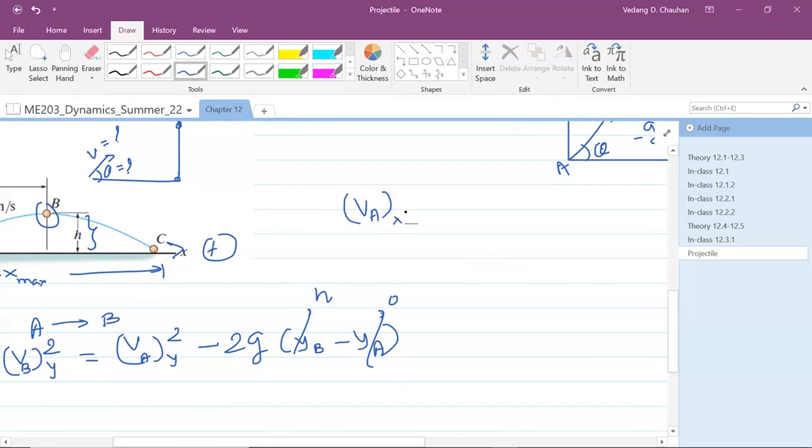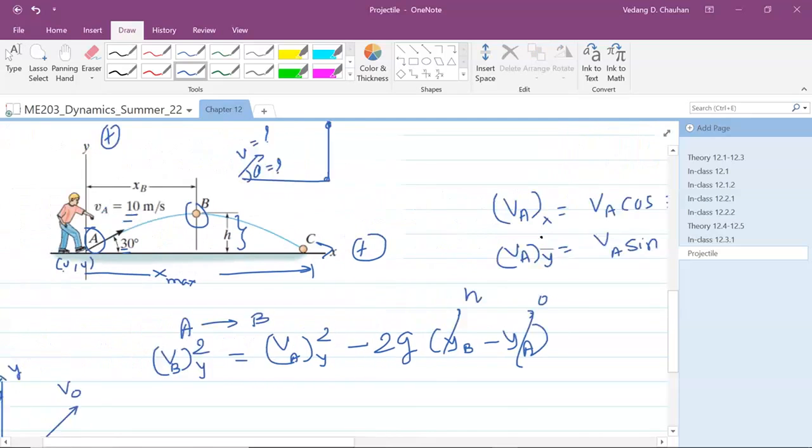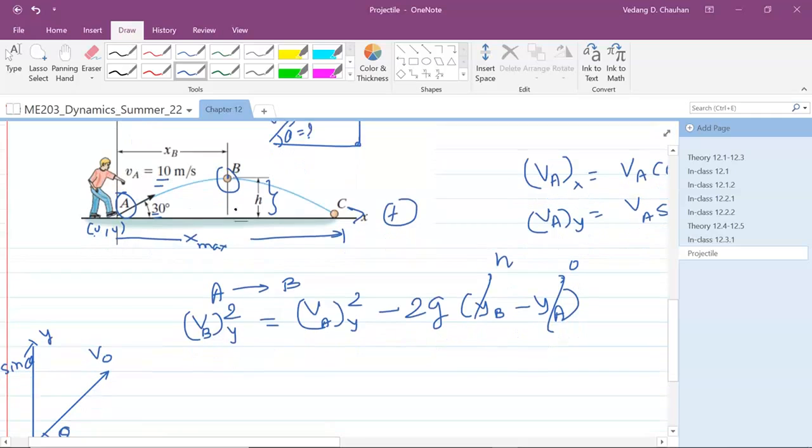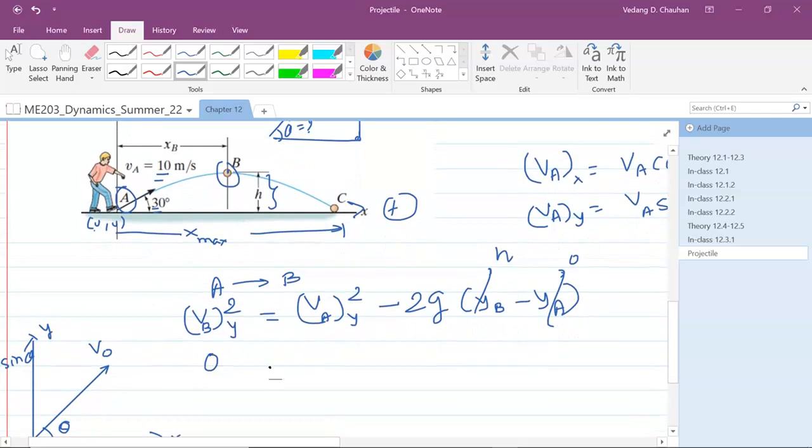So Vax is Va cosine 30 and Vay is Va sine 30. Now, what is the velocity of the ball at the top? The y component of the velocity, and we have seen that through the interactive graphical figure in the previous presentation, is 0 at the top. So now this is 0.